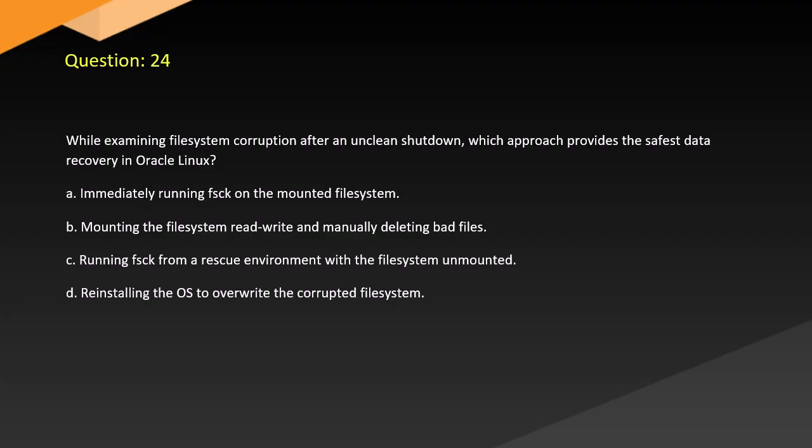Question 24. While examining file system corruption after an unclean shutdown, which approach provides the safest data recovery in Oracle Linux? A. Immediately run fsck on the mounted file system. B. Mount the file system read-write and manually delete bad files. C. Run fsck from a rescue environment with the file system unmounted. D. Reinstall the OS to overwrite the corrupted file system.